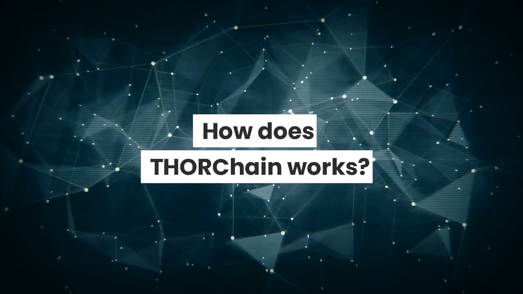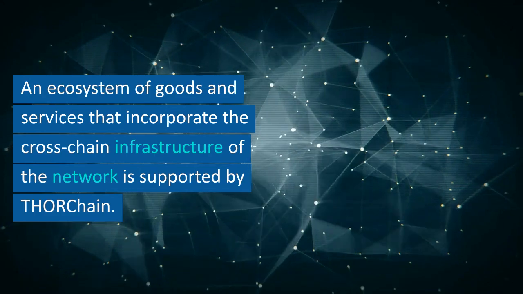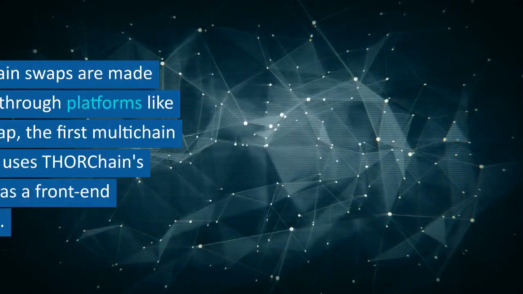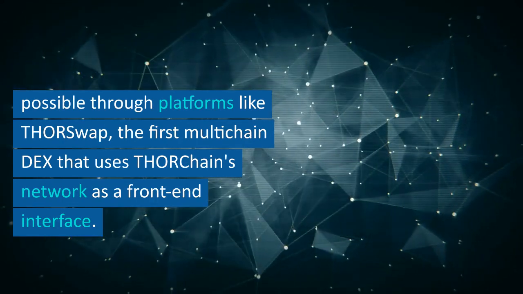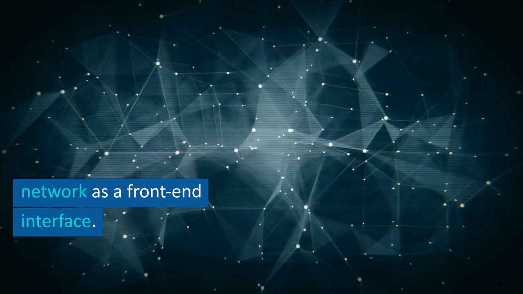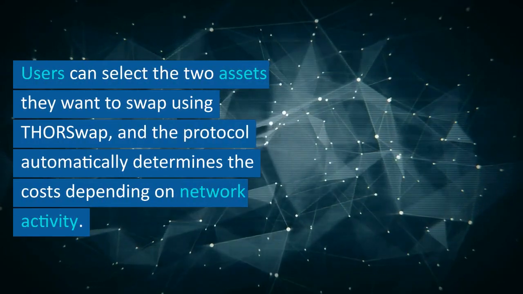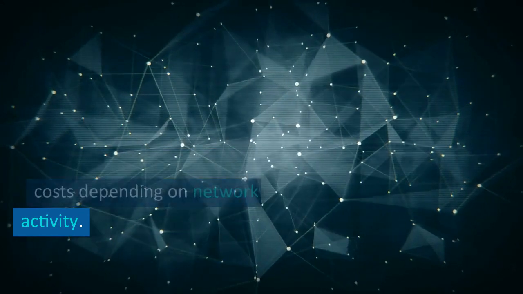How does THORChain work? An ecosystem of goods and services that incorporate the cross-chain infrastructure of the network is supported by THORChain. Cross-chain swaps are made possible through platforms like THORSwap, the first multi-chain DEX that uses THORChain's network as a front-end interface. Users can select the two assets they want to swap using THORSwap, and the protocol automatically determines the costs depending on network activity.